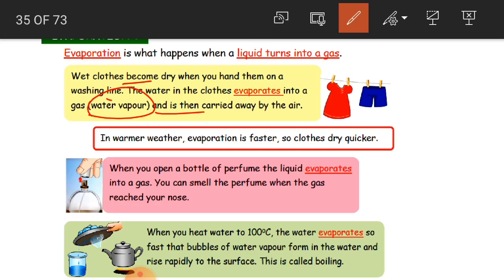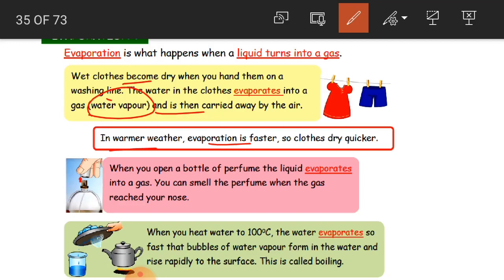In warmer weather evaporation is faster, so clothes dry quicker. In warmer weather, like in summers, you have much heat in the atmosphere, which is why you get more evaporation and clothes dry very quickly. But in rainy seasons and winter seasons you do not have that much temperature, so our clothes do not dry that fast.